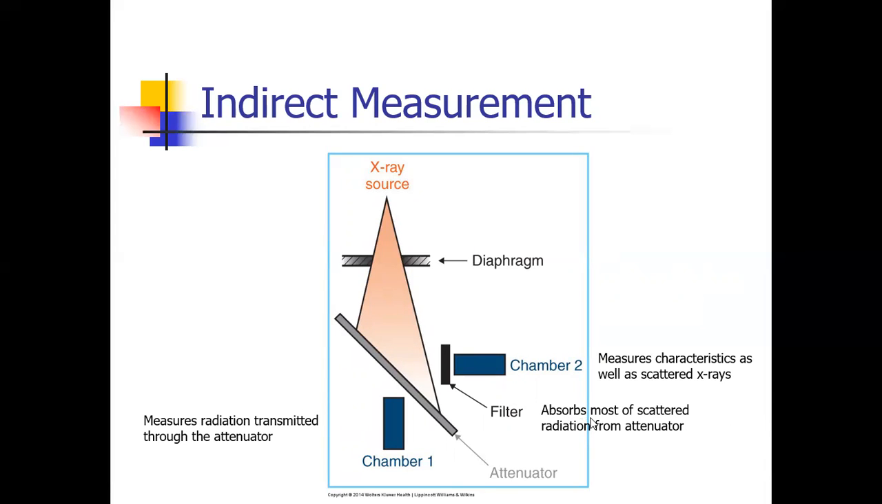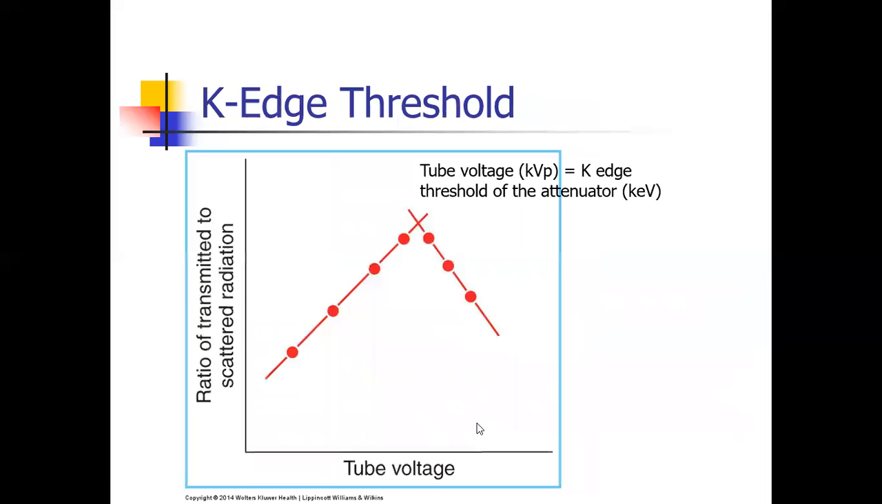And you've got the filter, which is trying to remove it. It absorbs most of the scattered radiation from the attenuator. So using the K-edge threshold, you can see over here the ratio of transmitted to scattered radiation, and you've got the tube voltage. So you've got the kVp, which is the K-edge threshold of the attenuator.